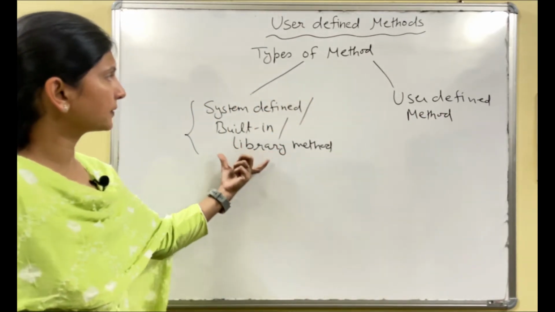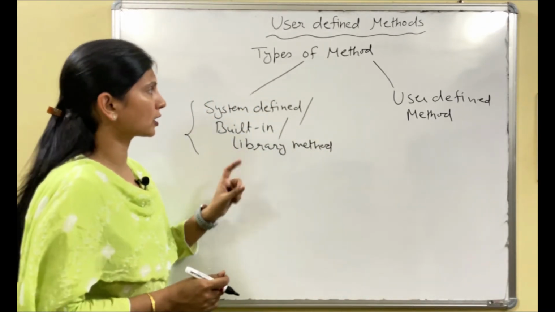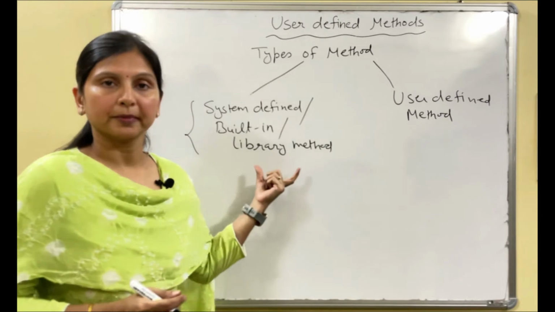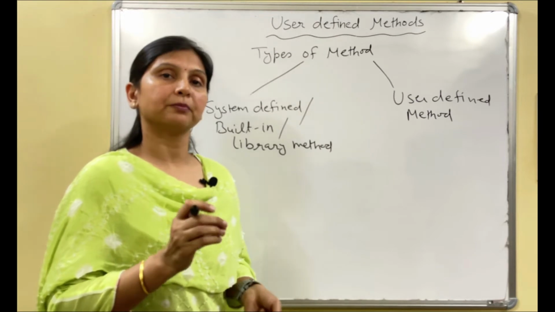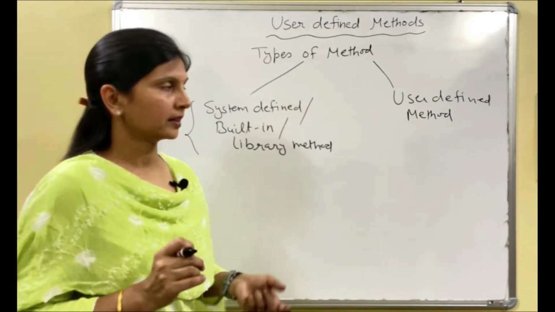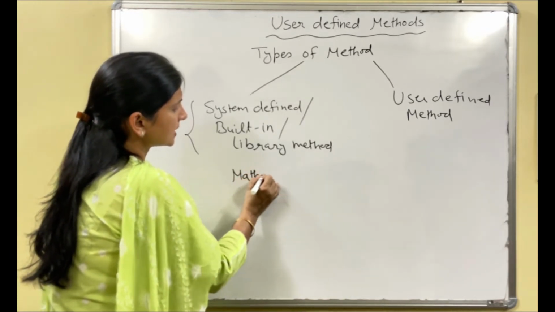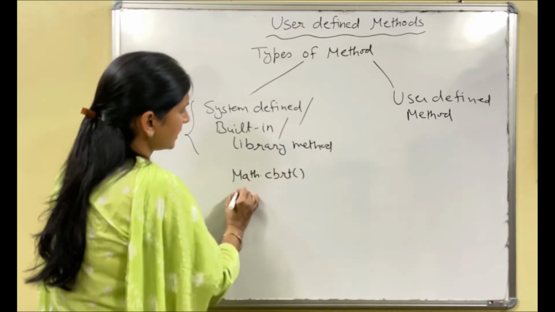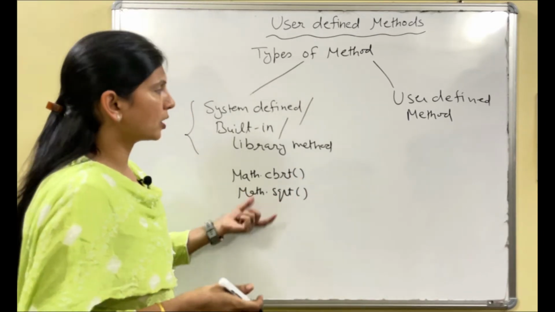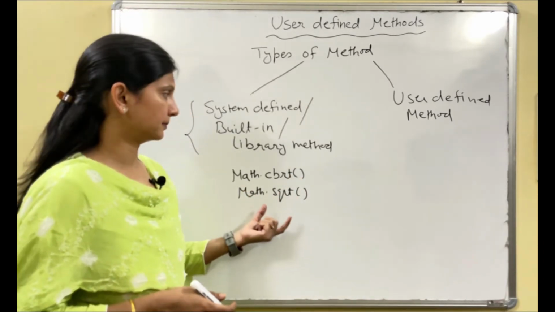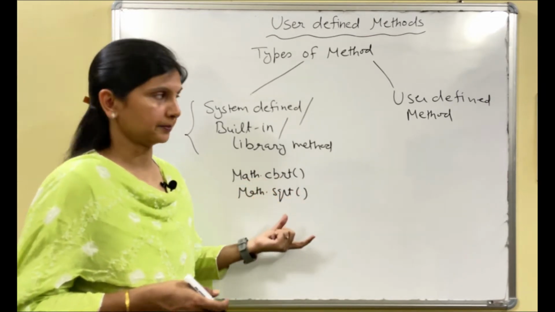So what is the difference between system defined or library methods and user defined methods? First we will talk about system defined methods. These types of methods are defined by the Java developers, and whenever we need, we can simply call the function by its name. Like we have already used such functions, like Math.cbrt, Math.sqrt, pow, max, min. All are library methods, all are built-in. Whenever we need these methods, we can simply call them by name.